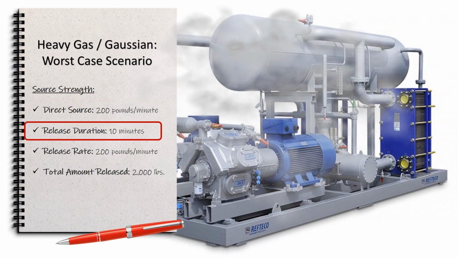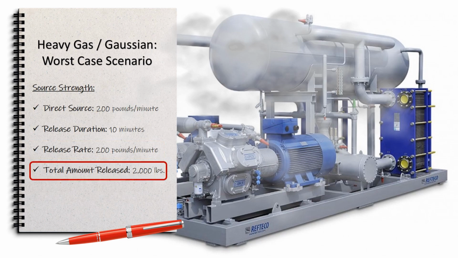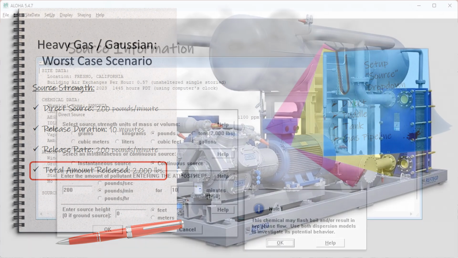Release duration. This is the period of time over which a release occurs. ALOHA limits the release duration to 1 hour. Release rate. This is the rate at which a chemical is released into the atmosphere. And total amount released. This is just the release rate multiplied by the release duration. For example, here the release rate is set at 200 pounds per minute for 10 minutes. So you take 200, multiply by 10, that equals 2,000 total pounds released.